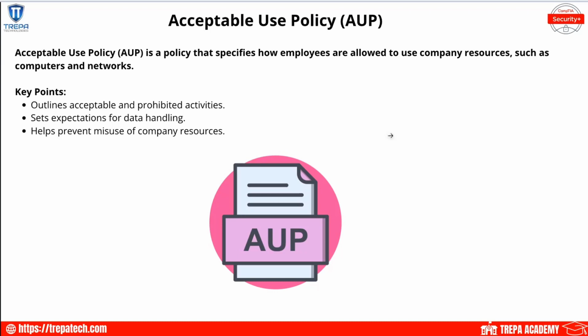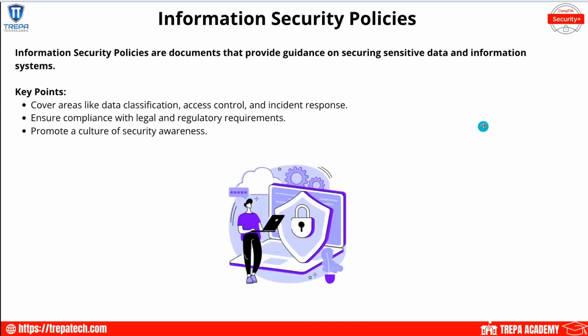So key points, it's going to outline acceptable and prohibited activities. It's going to set expectations for data handling. This also protects the organization, right? Like if a user does leak information, you're always going to be responsible, right? As the organization, you have the onus, but we can say, hey, this employee did this, right? It helps better in our PR. And then it's also going to help prevent misuse of company resources.